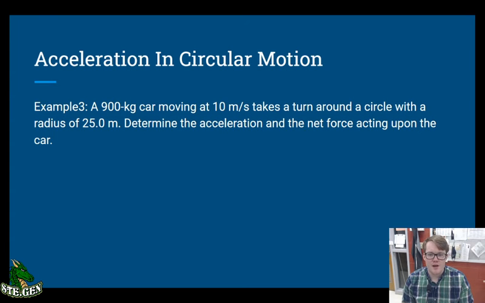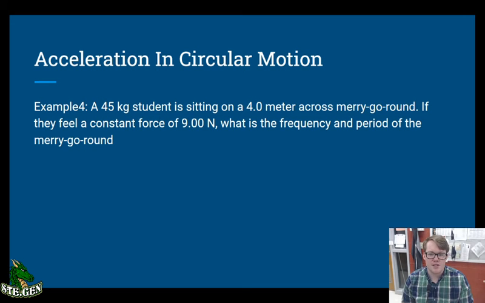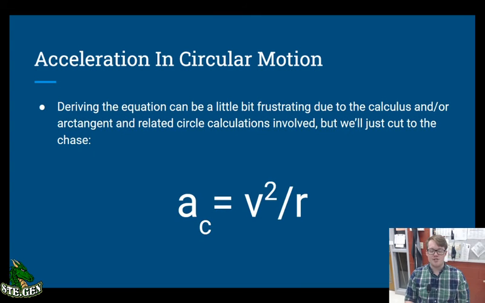One is a car moving around a turn with a circle with a radius of 25 meters, and the other one is a student sitting on a merry-go-round feeling a certain constant force. And again, that force will allow us to use acceleration. So not only will we be able to use our new equation, acceleration equals velocity squared over radius, you can also plug information into or get out of F equals ma to solve for acceleration, and then also figure out linear speed, for example.